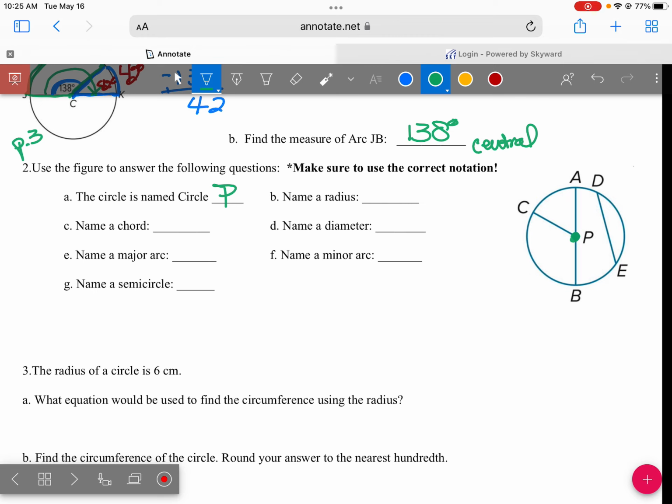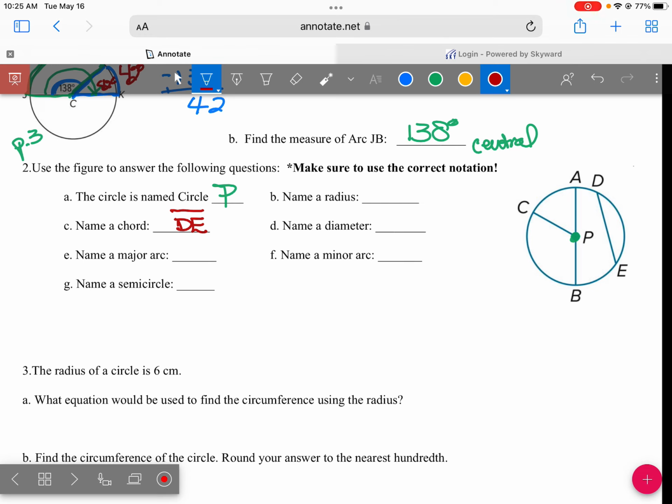I'm going to go down. Name a chord. A chord is a line segment that has both endpoints on the circle. So who can give me a chord? Line segment DE. Miss Needy, do I really need that little bar above it? Yes, you do, because you need to show it's not a ray and not an arc. It is a line segment.